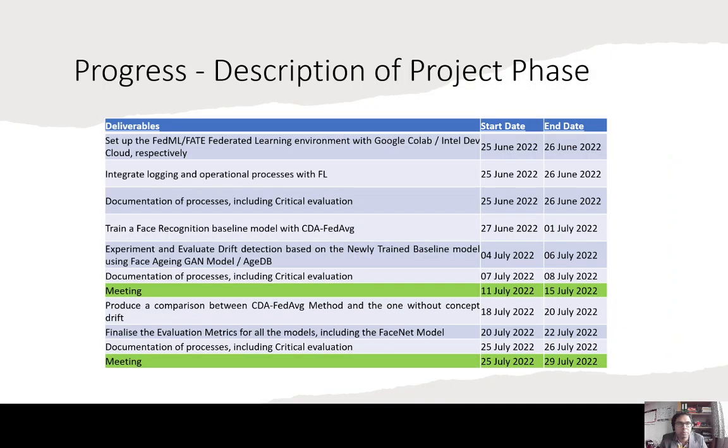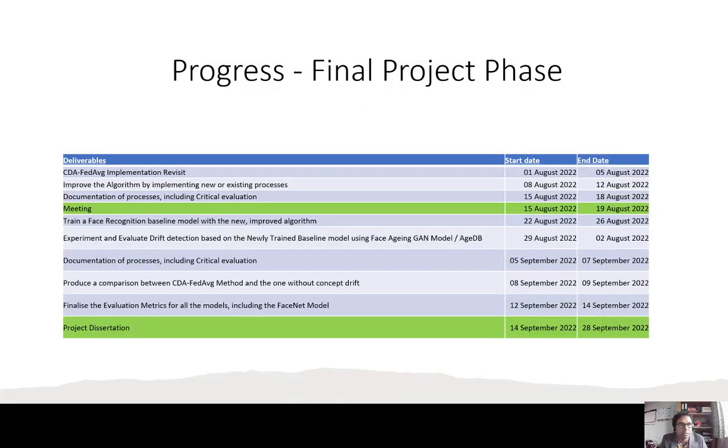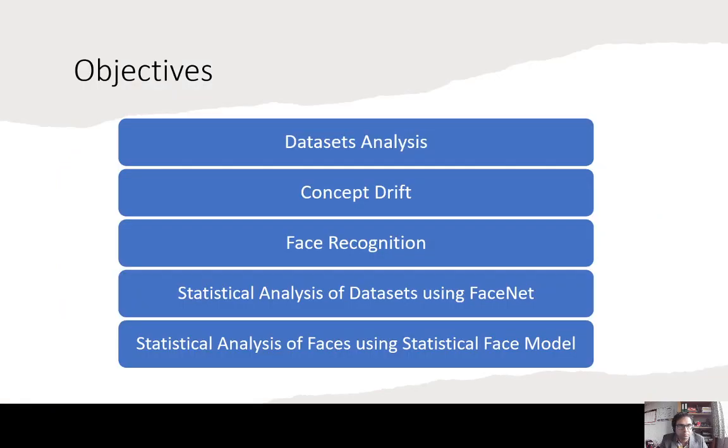Then this is the description of the project phase. I have to set up FedML and keep the meeting every 2 weeks. This is the final project phase where the project iteration ends. So my objectives are dataset analysis, face recognition, statistical analysis of datasets using FaceNet, and statistical analysis of faces using statistical face models. So let's go on to dataset analysis.